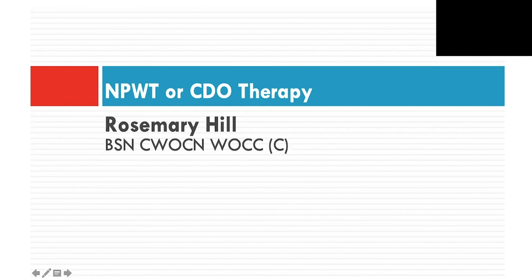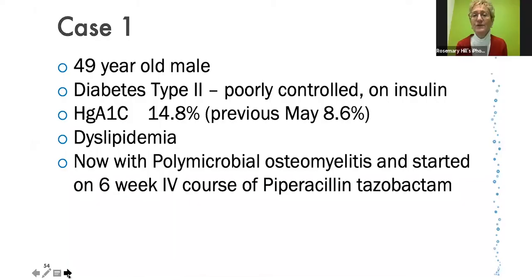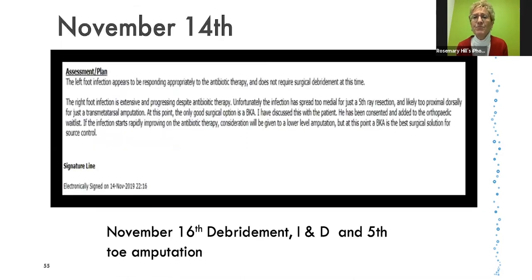For the sake of time, we'll move through this case fairly quickly, but this was my first experience with continuous diffusion of oxygen. It was a 49-year-old gentleman who had type 2 diabetes and not a very good hemoglobin A1C, as you can see. And so he presented with osteomyelitis, and we had him on IV piperacillin. Next slide. And things were looking not great.